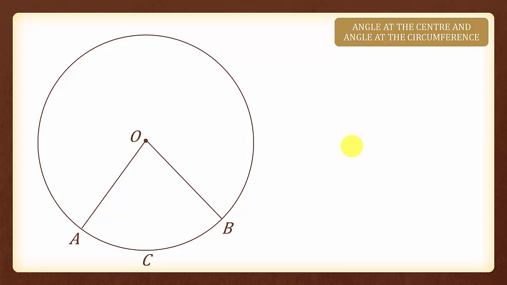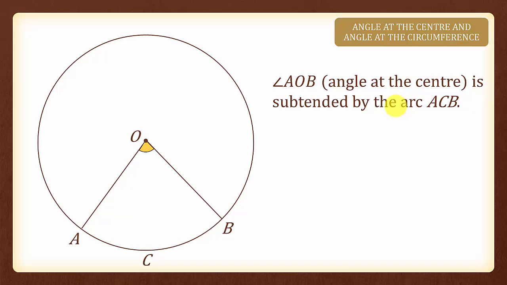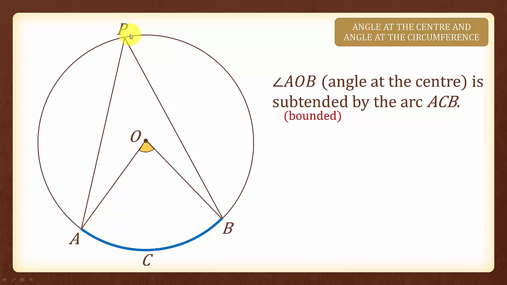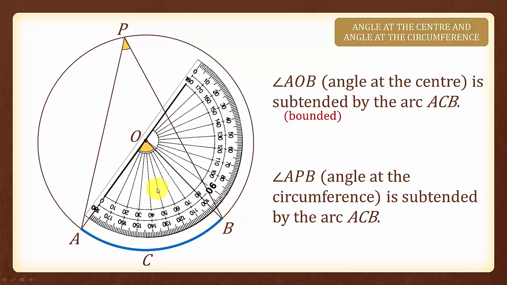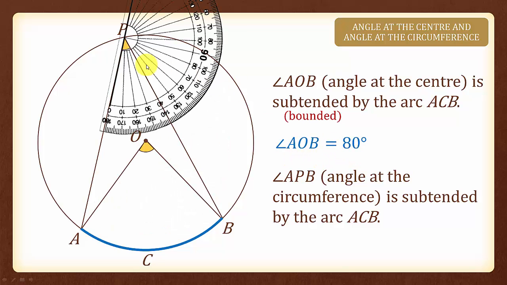Here we have angle AOB, which is the angle at the center, and this angle is subtended by the arc ACB. Subtended here simply means bounded. We have another angle APB, which is the angle at the circumference, and this angle APB is subtended by the same arc ACB. We shall now go on to measure these two angles. The angle at the center is 80 degrees and the angle at the circumference is 40 degrees.